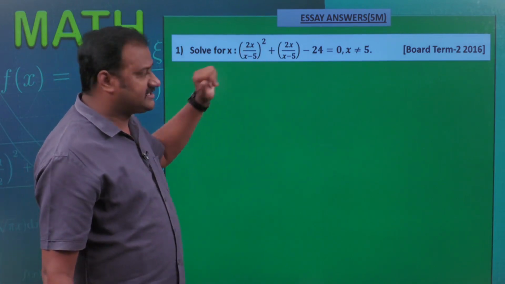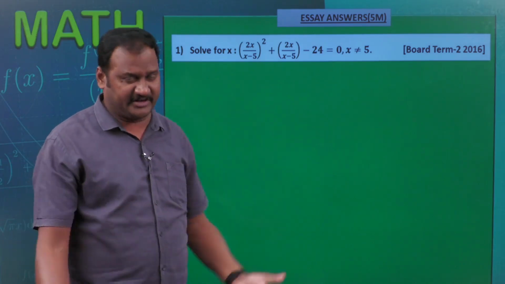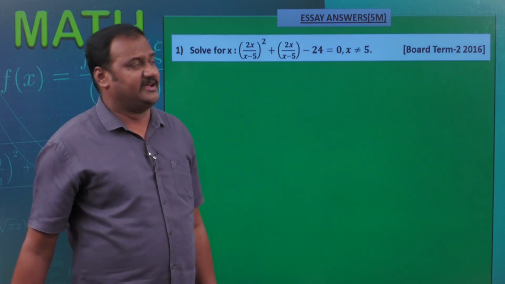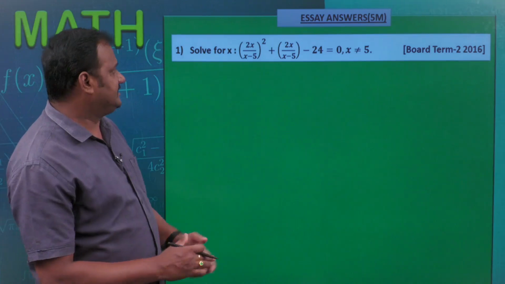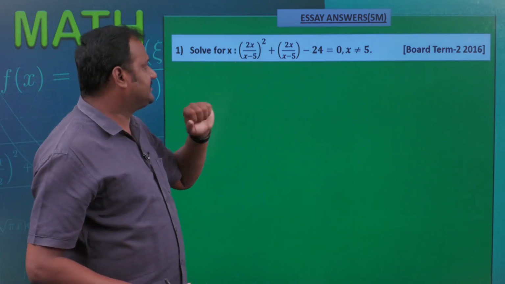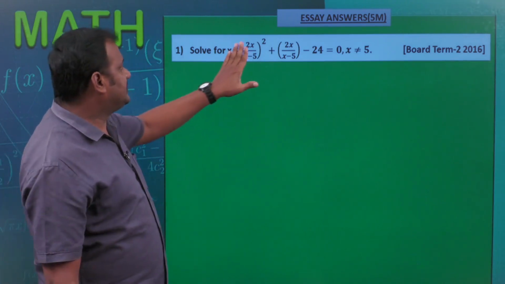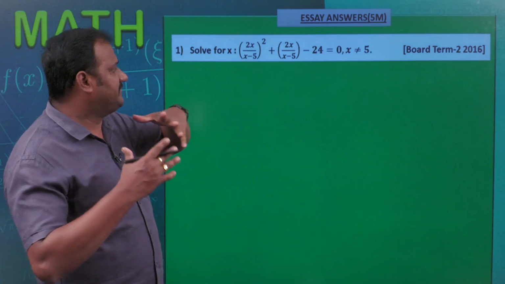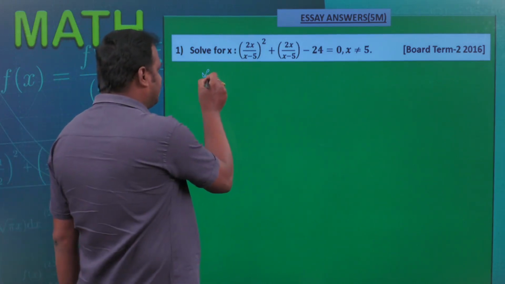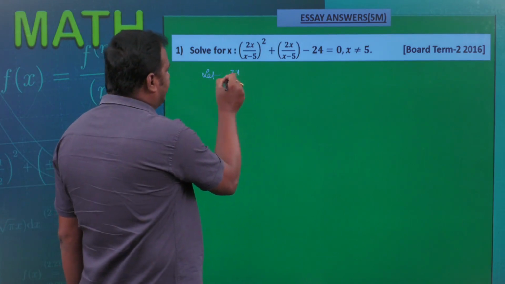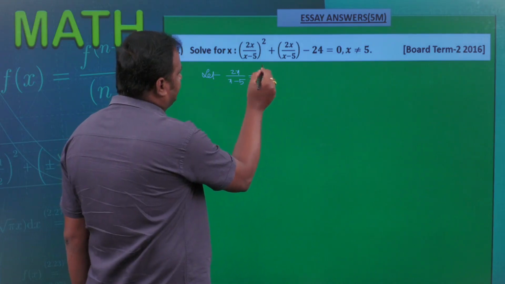Will you square this first and then take LCM and then simplify and then get a quadratic equation? That is one strategy. And there is one more strategy, if I am not wrong. See, 2x by x minus 5 is there in the first term as well as the second term. So instead of squaring this and making it very complicated, I would do one thing: let 2x divided by x minus 5 is equal to some k.